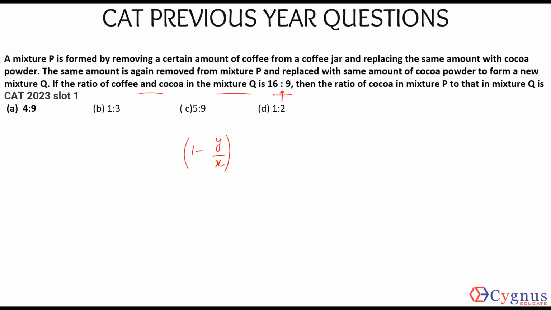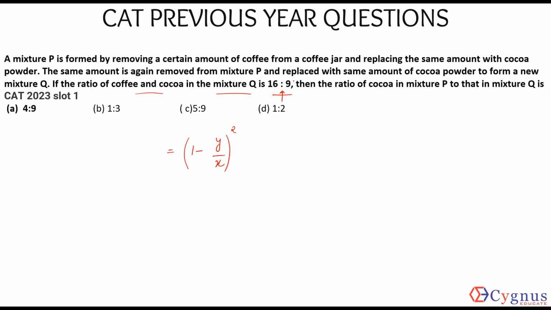Mixture P is formed by removing a certain amount of coffee from a coffee jar and replacing the same amount with cocoa powder. The same amount is again removed from mixture P and replaced with the same amount of cocoa powder to form a mixture Q. If the ratio of the coffee and cocoa powder in the mixture Q is 16 is to 9, how do we get mixture Q? When you remove Y quantity out of X from mixture P, the initial mixture, 2 times, so I'll put 2 here, this must be equal to the initial quantity.